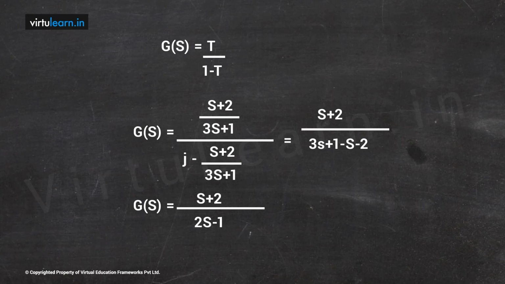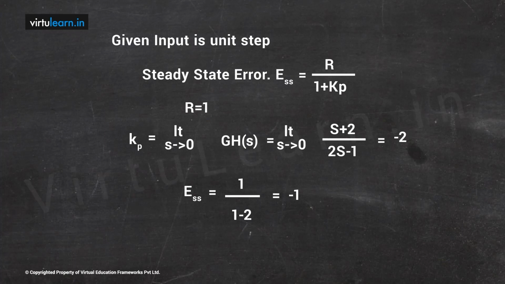What is the type of this? It's a type 0 system. So for a type 0 system, there exists a Kp. We can find out the Kp. The Kp formula is limit s tends to 0, GH(s), that is going to be minus 2. When you substitute into ESS, that is R by 1 plus Kp, that is 1 by 1 plus Kp, which is minus 2, so ESS is going to be minus 1. So the steady state error for the given block diagram system is minus 1. Minus 1 is also non-zero, because error can be anything. Error can be positive, error can be negative. So depending upon that, the controller will take the action.